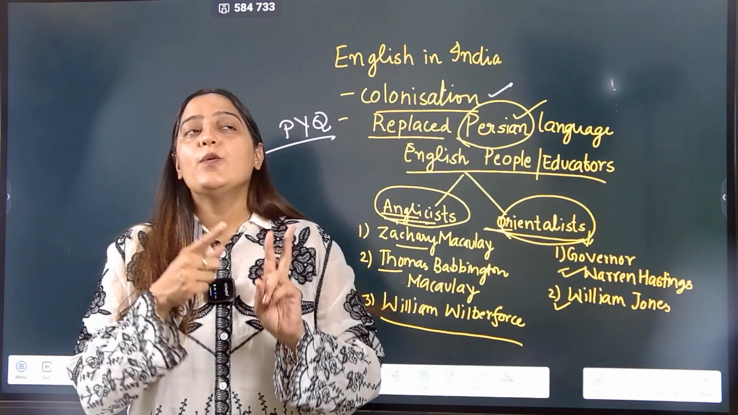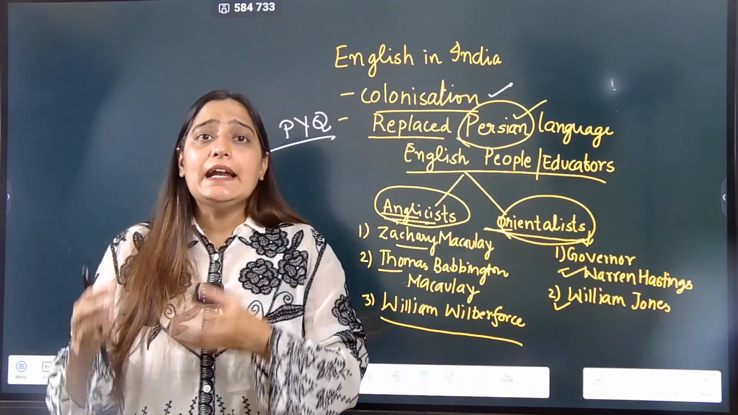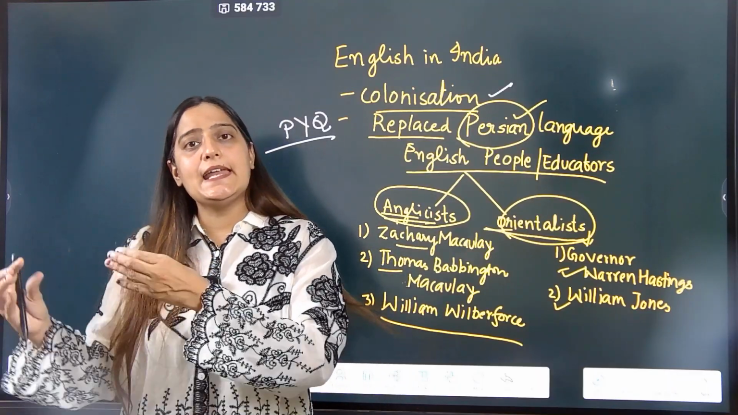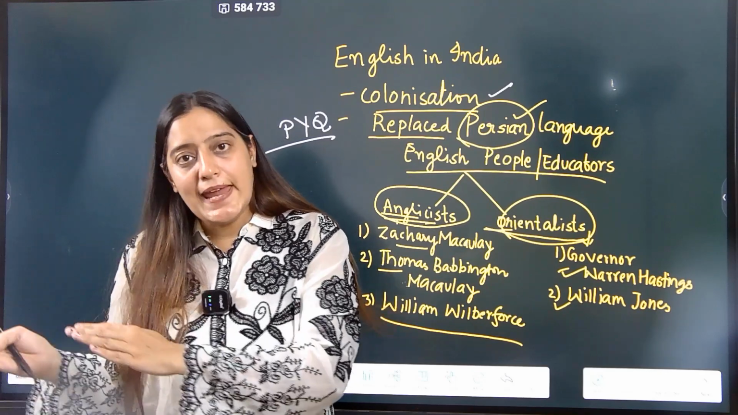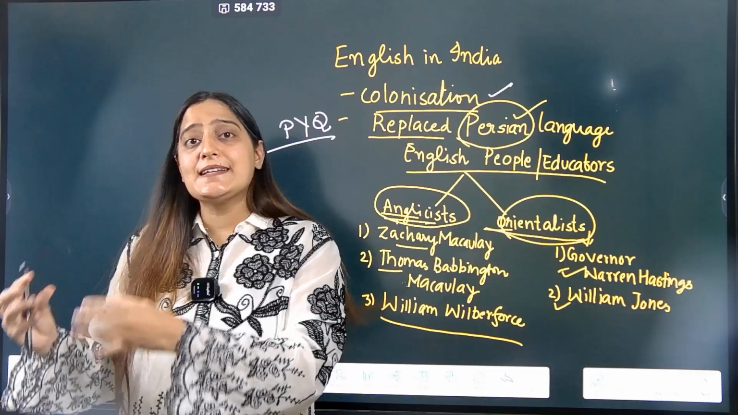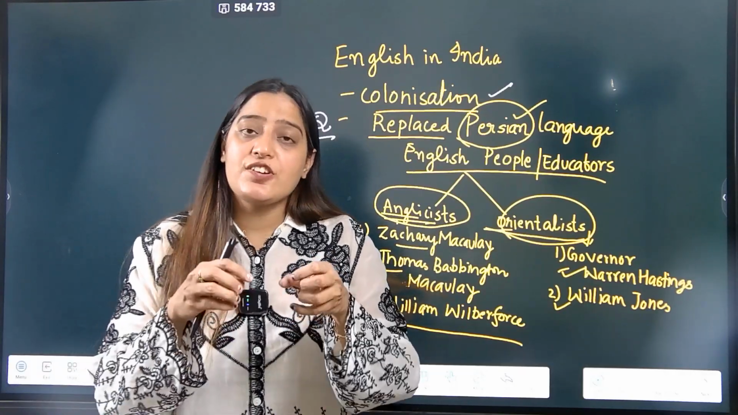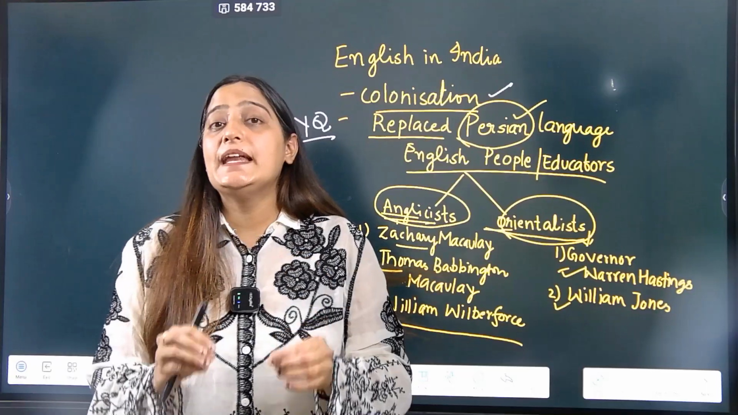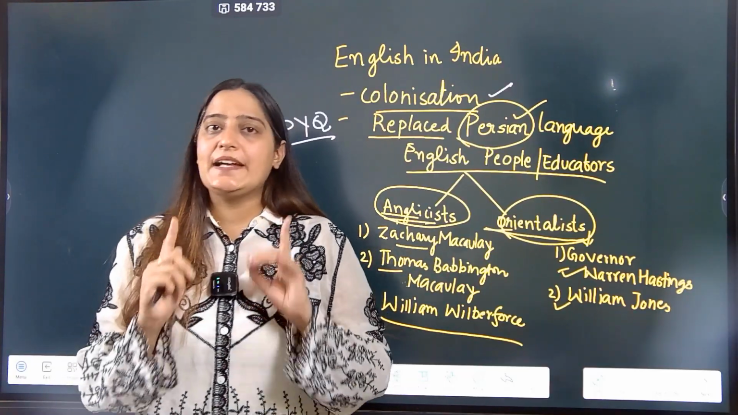And who were those people? Zachary Macaulay, William Wilberforce, Charles Grant. They favored that English education should be there in the Indian community to uplift them, to make them the administrators, to make them the mediators, and at the same time to uplift them from their rigid, superstitious, religious, orthodox belief system. So two classes of educators were there.